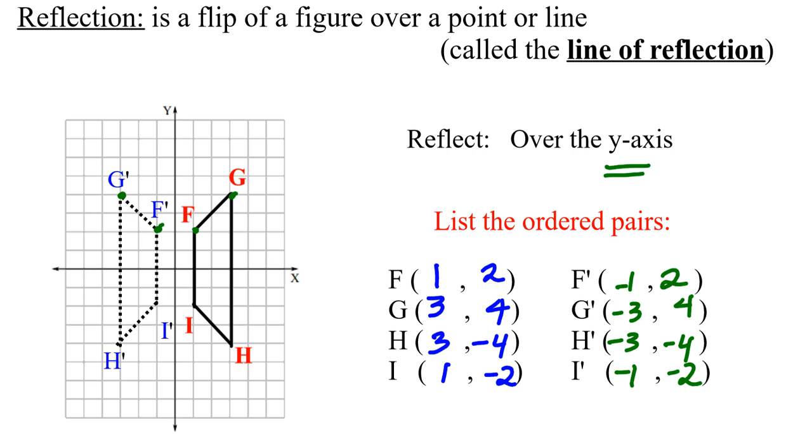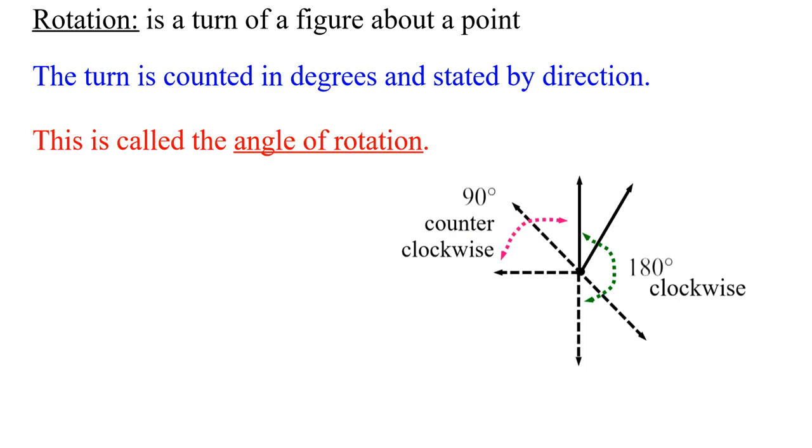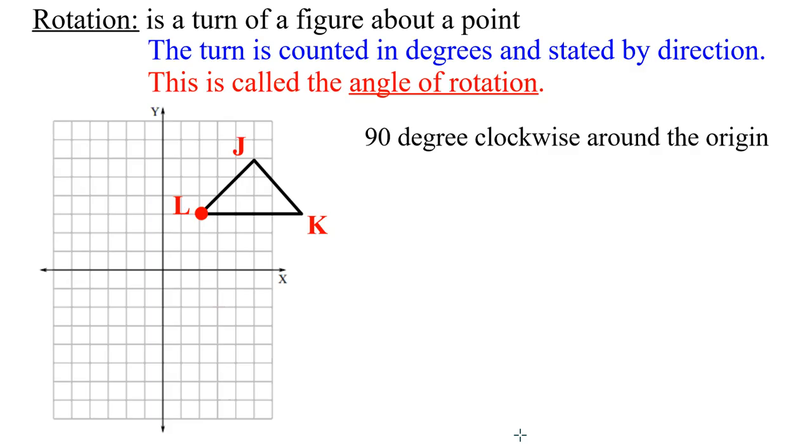Now a rotation is a turn of a figure about a point. The turn is counted in degrees and stated by direction. This is called the angle of rotation. So we have a 90-degree counterclockwise, and we can go 180 clockwise. So you can go clockwise or counterclockwise. You can move 90 degrees, 180 degrees. You could even move 270 degrees. And we know that they do vice versa. So let's see this in practice.